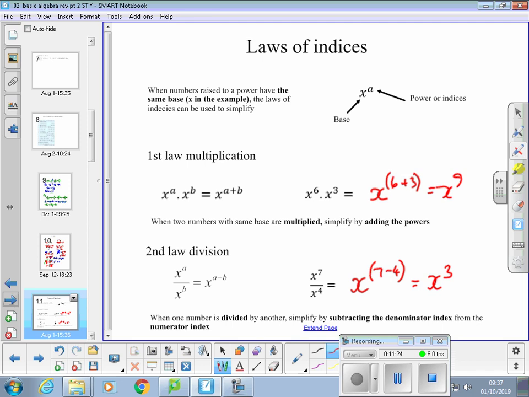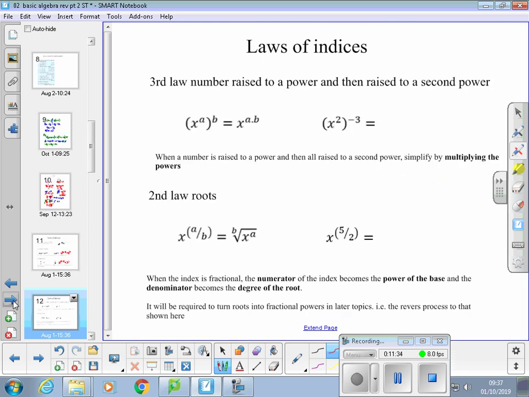Okay? Everybody happy with those two? And we've already come across those anyway. Right. Third law.